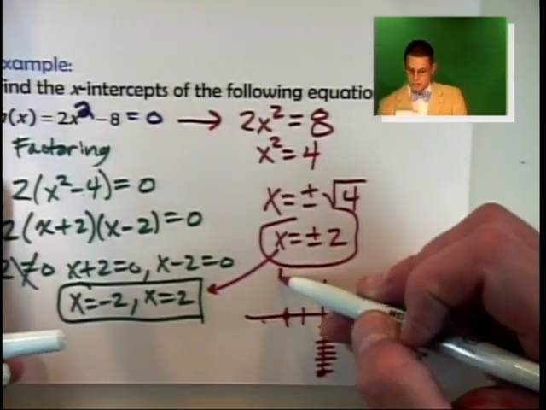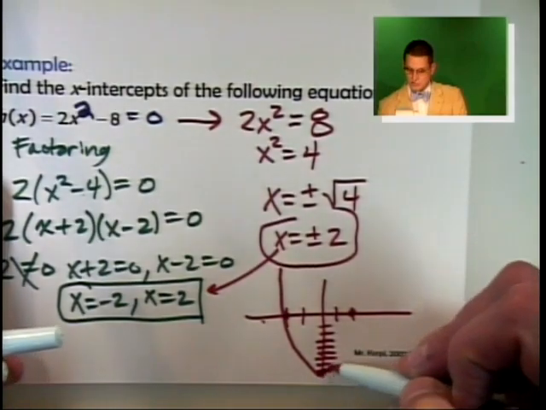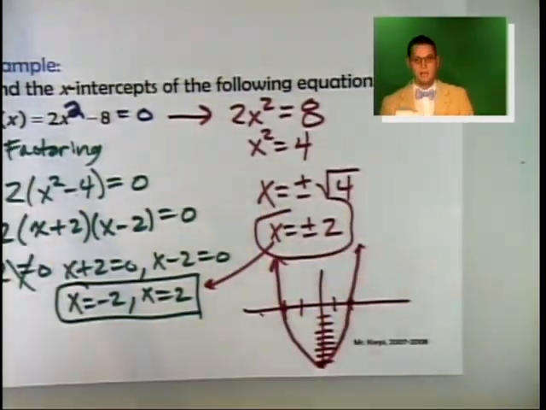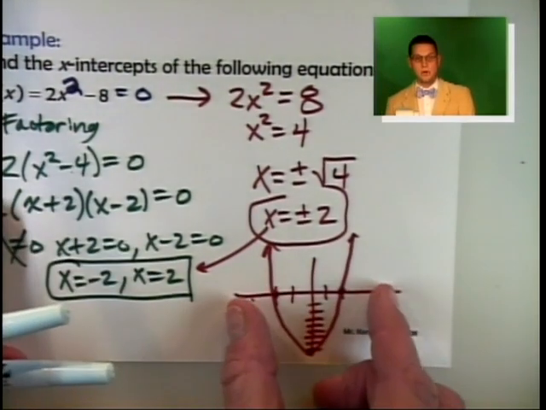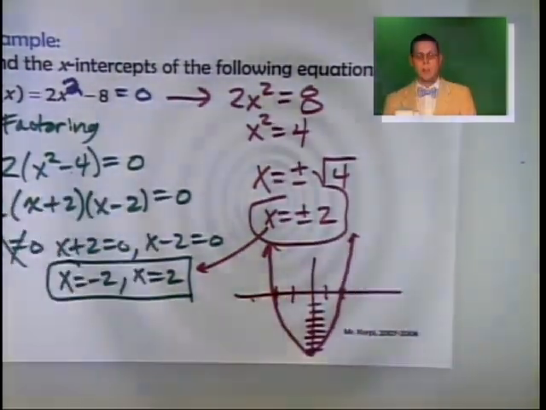It opens up. That is going to be the vertex in this case. And how do we know that? Because my roots are symmetrical, negative 2 and 2. And so I know that the axis of symmetry is going to be the y-axis right in between them.